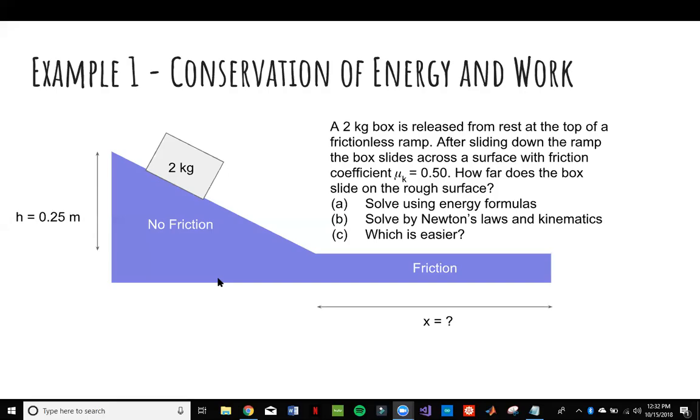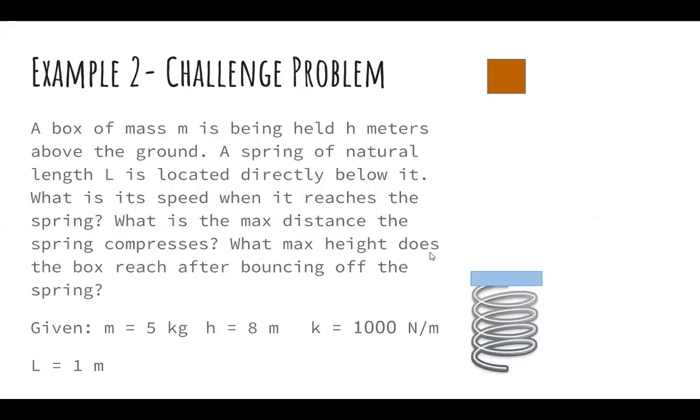So this example says that we have a box of mass m, which is a round square, and it is being held h meters above the ground. A spring of natural length L is located directly below it. What is its speed when it reaches the spring? What is the maximum distance that the spring compresses? And what maximum height does the box reach after bouncing off of the spring?